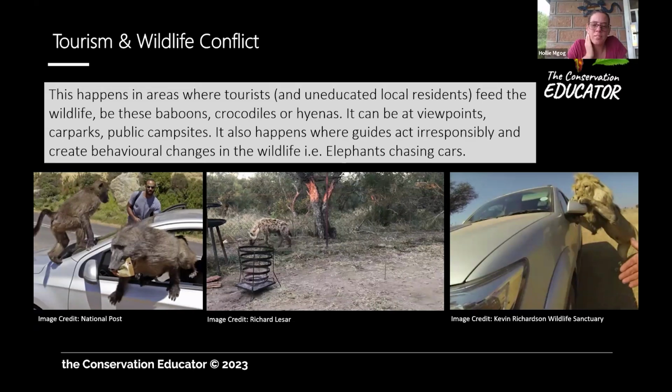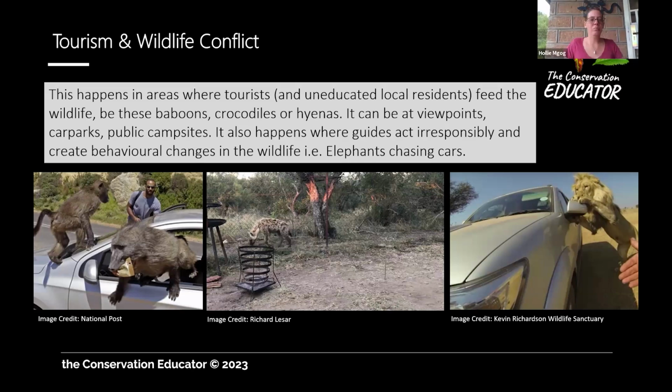What you will get in some national parks is guides who want to get a tip. They will often approach elephants and allow the elephant to do what's called a mock charge, and then they get a bigger tip because the tourists feel that their lives have been saved. But this makes the elephants learn a behavior that it's okay to chase cars.